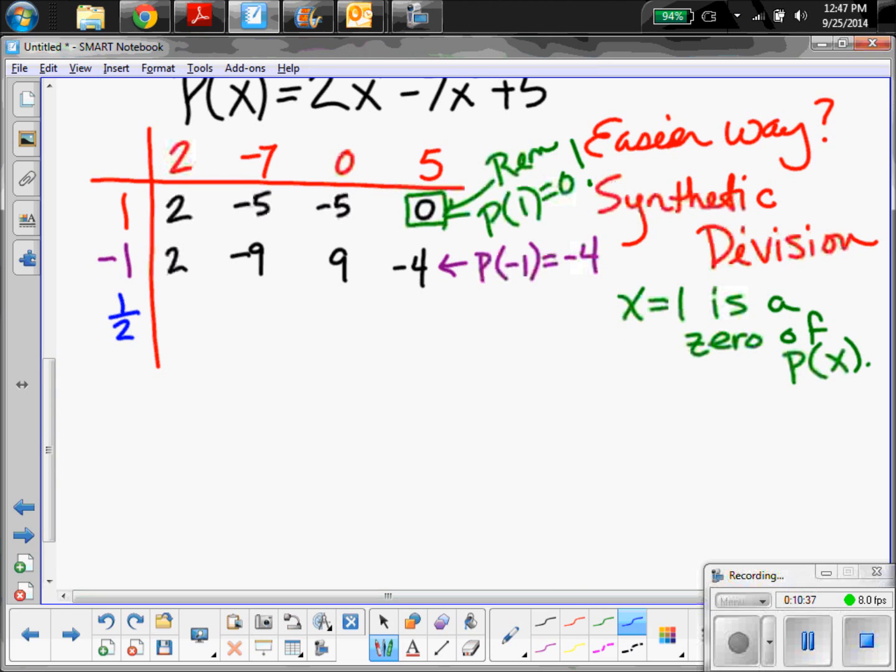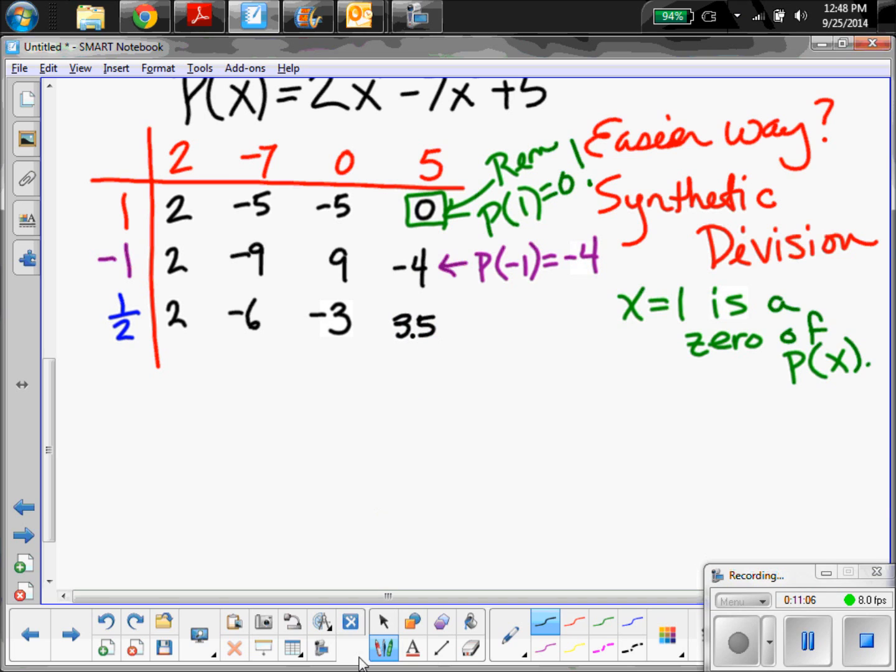I'm going to bring down the 2. 2 times a half is 1. 1 plus negative 7 is negative 6. Negative 6 times 1/2 is negative 3. Negative 3 plus 0 is negative 3. Negative 3 times 1/2 is negative 3/2. That's negative 1 1/2. Negative 1 1/2 plus 5 is 3 1/2.